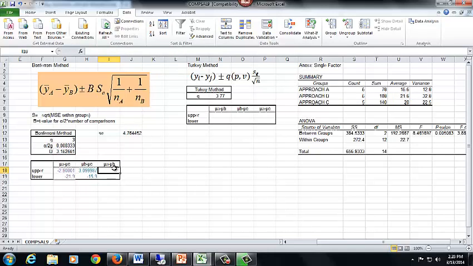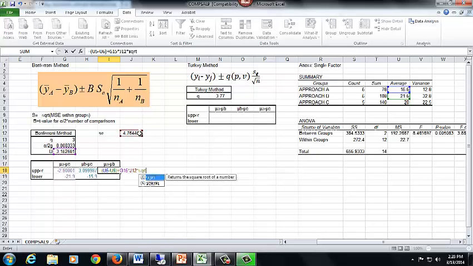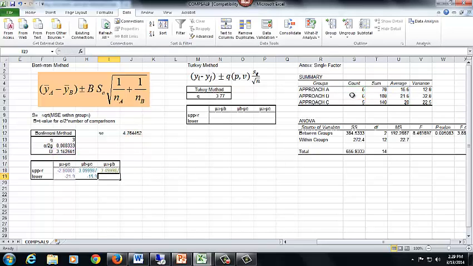Okay, and then I'll compare A and B using the same methodology. So average of A minus the average of B plus B times SE times the square root of 1 over 5 observations in A plus 5 observations in B. Okay, and again, copy this and just change this plus to a minus now to get the lower.